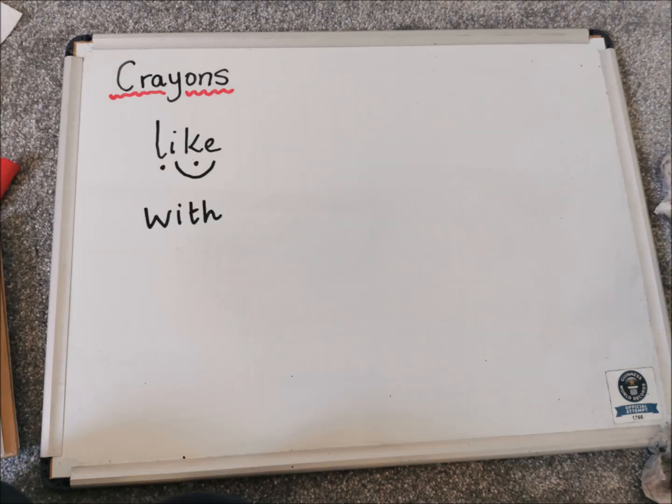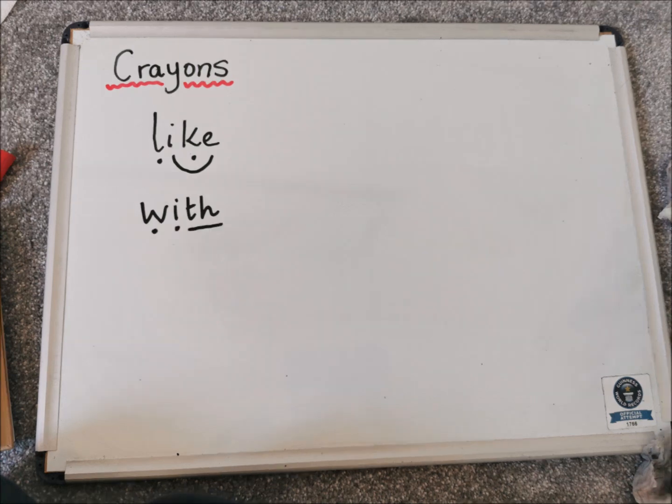Second word, with. Again, this is one that sometimes we can get stuck on. It's a th sound at the end, so if we have a look at the diacritical marking, with. It's the t h that makes the th sound at the end of the word.